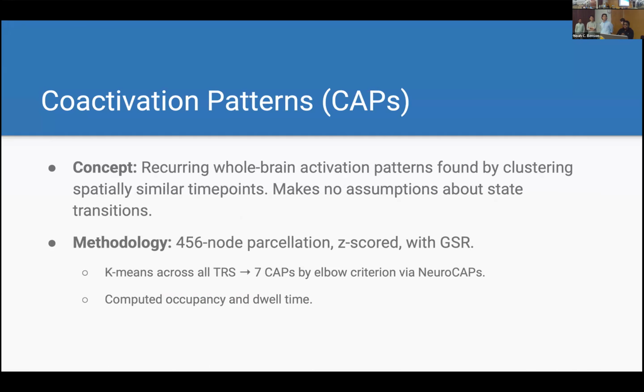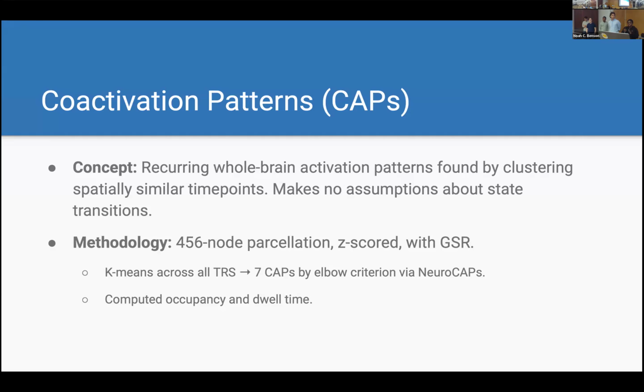Okay, so co-activation is essentially one of many dynamic functional connectivity techniques. It uses k-means clustering to group together spatially similar time points. For methodology, we use the 456 node parcellation. It's called the fourth parcellation. It's just the 400 node Schaefer parcellation plus the cerebellum and the subcortical regions. The data was Z-scored and it did have the global signal regressed out.